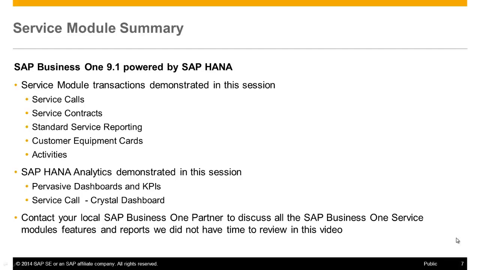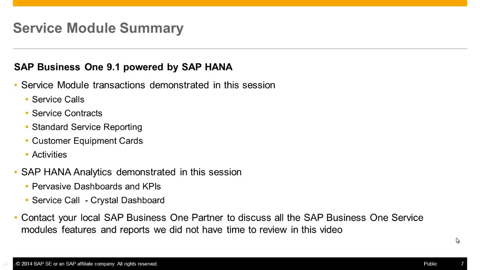During the previous two demonstration scenarios, we saw how SAP Business One 9.1, powered by SAP HANA, delivered powerful analytic tools and transactions to facilitate two key service department users in the efficient and integrated support of their customers' questions and issues. We watched as Sophie and Caroline of the OEC Service Department use SAP Business One to address the following service transactions and reports: service calls, service contracts, standard service module reports, customer equipment card, activities, and custom and delivered service management analytics.